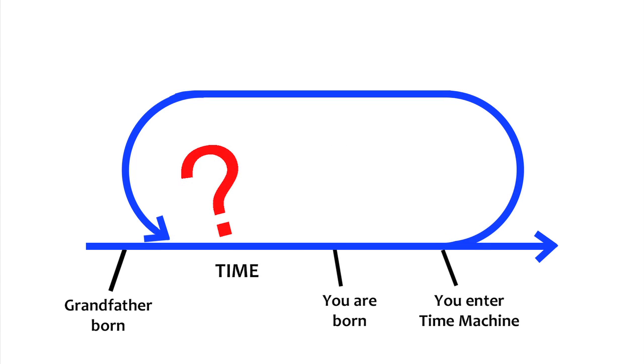So immediately we have a problem. Your grandfather won't meet your grandmother, and so their child, your own mother or father, won't be born. And therefore you won't be born. But if you're not born, how can you travel through time and kill your grandfather? It is, obviously, a paradox, so we need some way to resolve it.